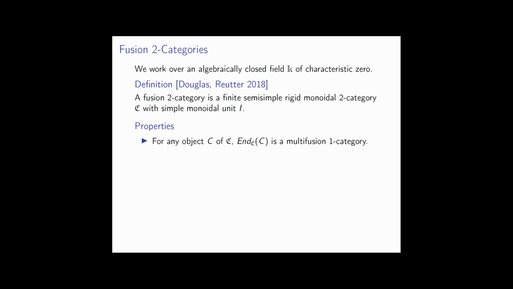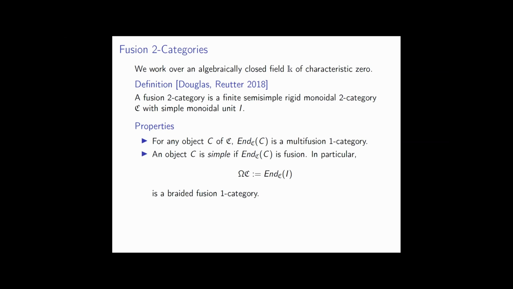The details of what this means are not going to be terribly important for us, but I'm going to highlight a few key properties. One of them being that if you pick any object of your fusion two-category, there's an associated monoidal one-category of endomorphisms, and all of these are multi-fusion one-categories. So multi-fusion means that the monoidal unit doesn't have to be a simple object. You can think of it, if you like, like finite and simple algebras, like the difference between a field and a matrix algebra. And in particular, an object is called simple if its endomorphism multi-fusion category is actually fusion, meaning that the monoidal unit is a simple object.